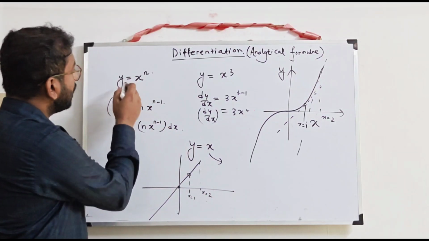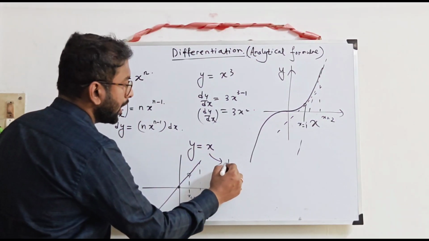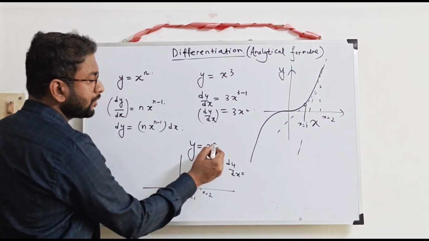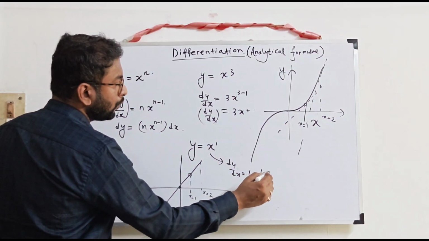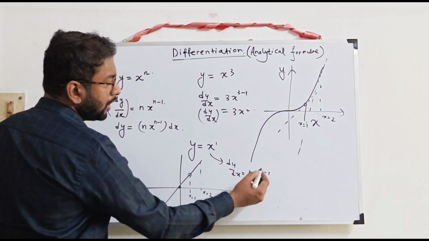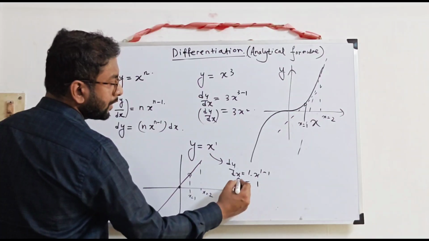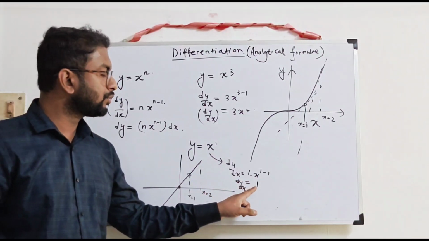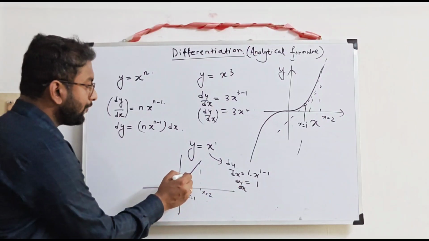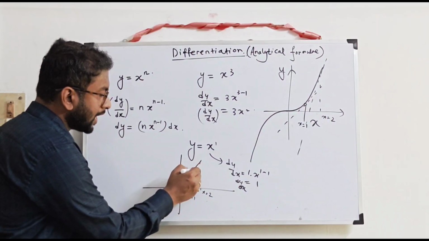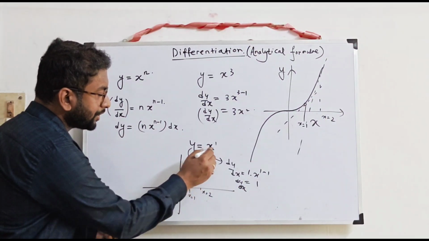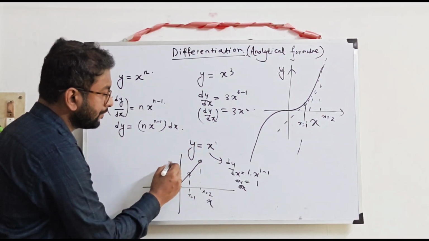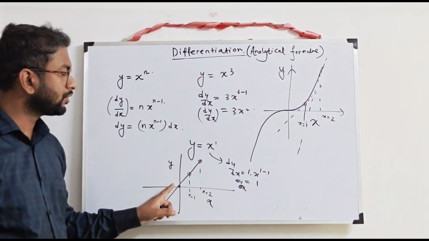From the formula of differentiation, you will get dy/dx. Here the power of x is 1, so 1 will come in front and 1 will be subtracted from the power of x, which ultimately becomes 1. So dy/dx, or the slope of the graph, is 1, which is constant. That means if you draw one tangent here, and another tangent here, they will make the same angle with the positive x-axis.